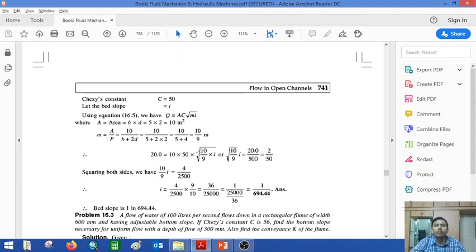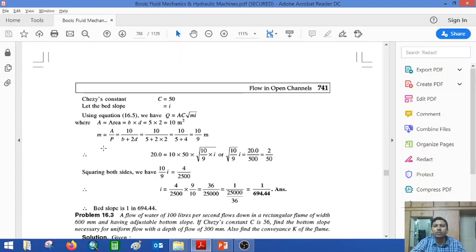So 10, 50, 10 by 9 into I. So we divide, and then we get the value. When I insert all the values in the equation, I will get the value of slope as 1/694. So these are all the important parameters we mostly derive.